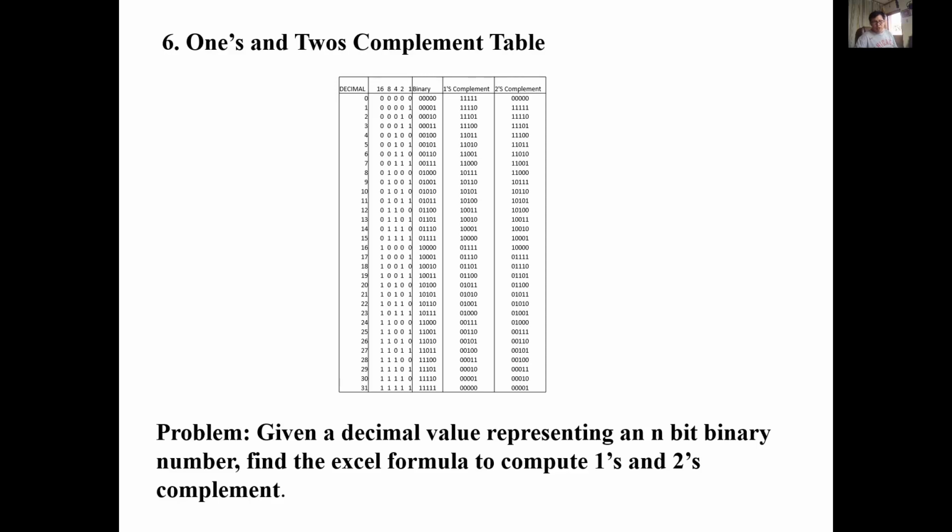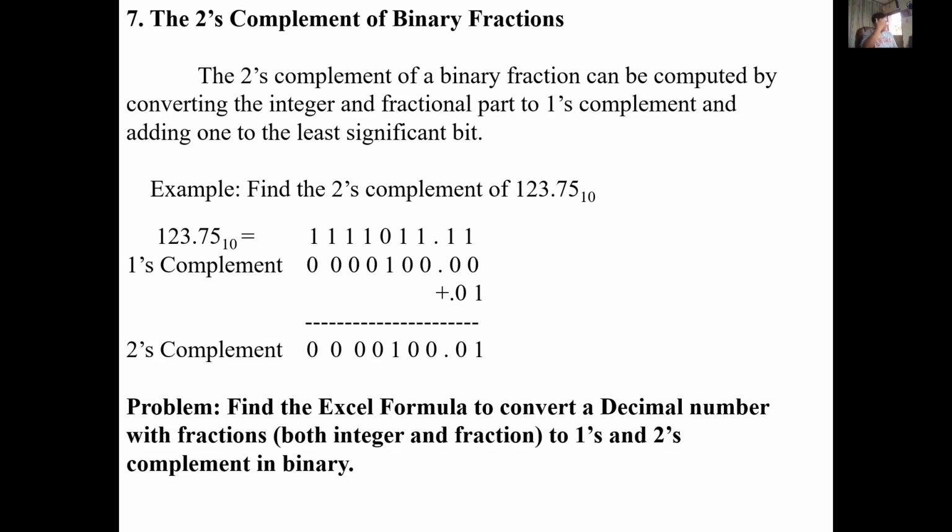Yes, because we know that ones complement is just the maximum number minus itself, and the two's complement is adding 1 to the ones complement. So therefore, you can easily make an Excel formula that will automatically convert a whole binary number into its negative form, which is two's complement.